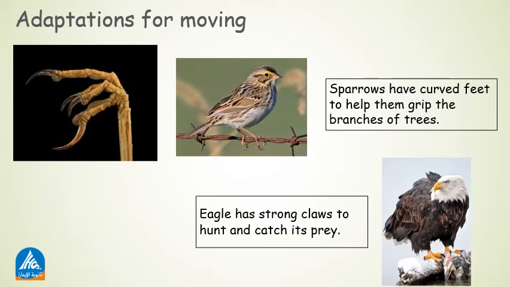Other examples about adaptations for moving, and I need to remind you that adaptations are physical structures, which means body structures that allow the bird or any other animal to survive in its environment. As you notice in the following figure, these curved feet allow the bird to stand or to grip on the branches of trees, and these strong claws of the eagle allow it to catch its prey.